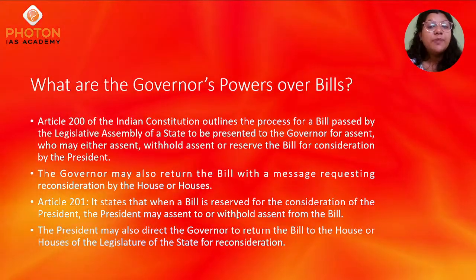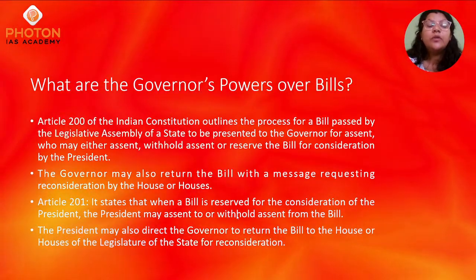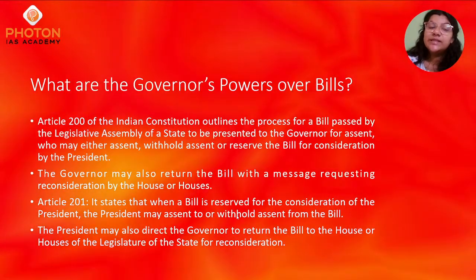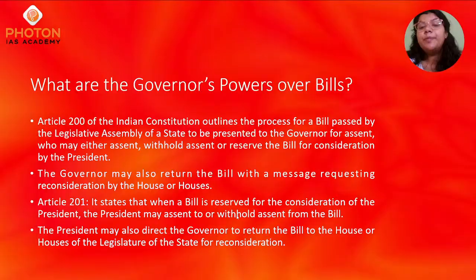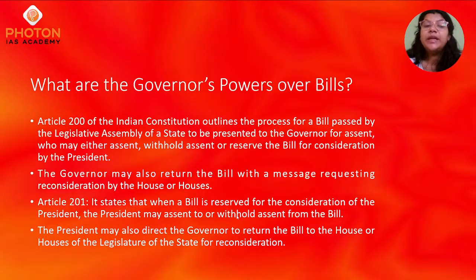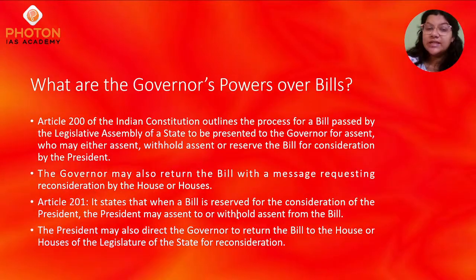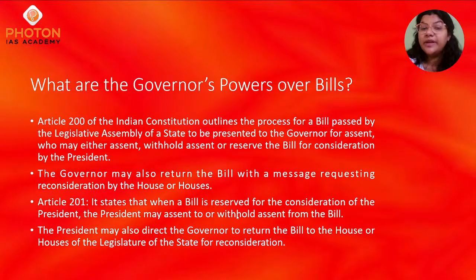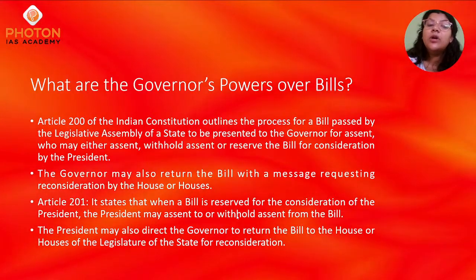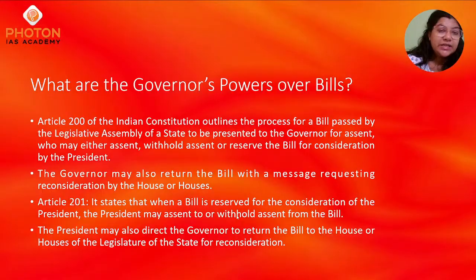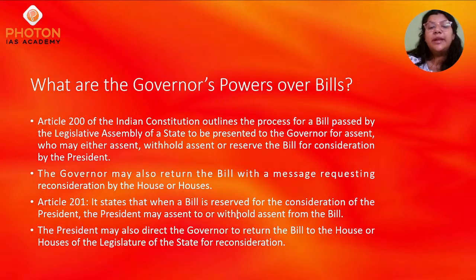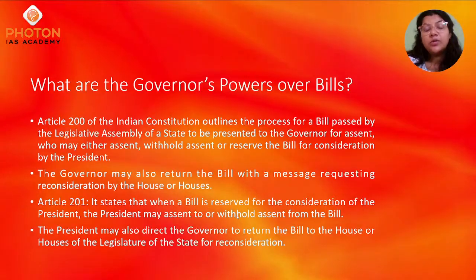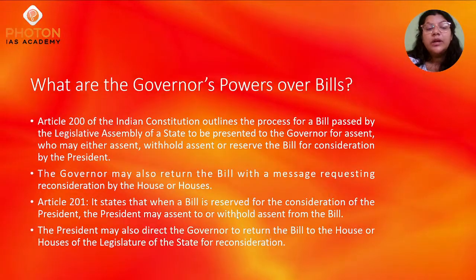Now, what are the governor's powers over bills? Article 200 of the Indian Constitution outlines the process for a bill passed by the Legislative Assembly of a state to be presented to the governor for assent, who may either give his assent, withhold his assent, pocket veto it, or reserve the bill for consideration by the president, or he can also return the bill back to the house. That is called suspensive veto, right?